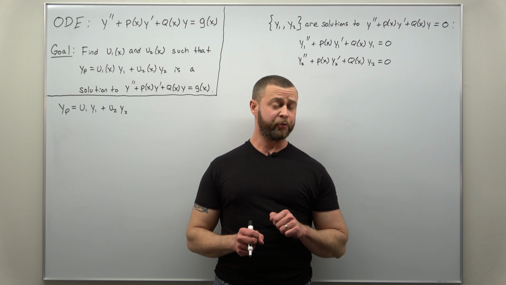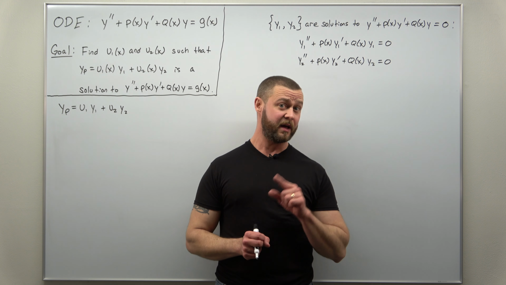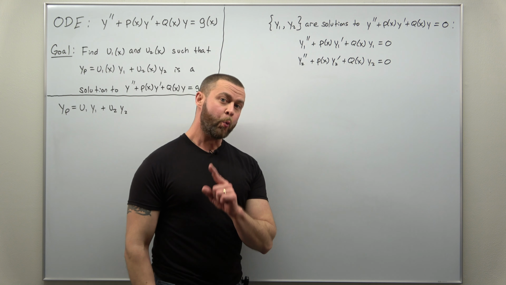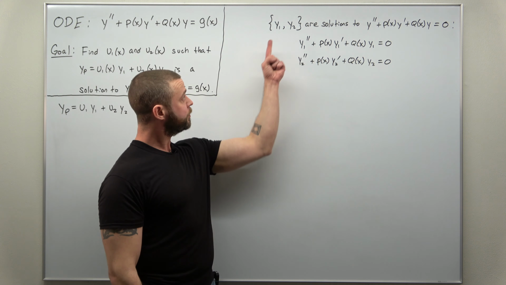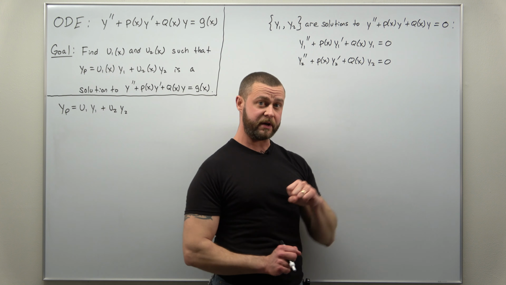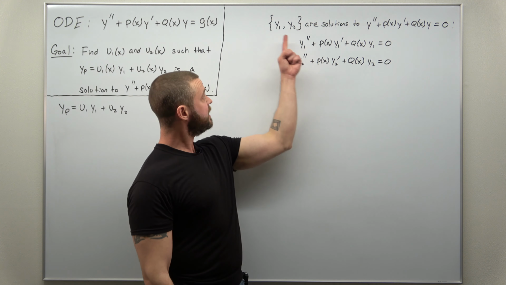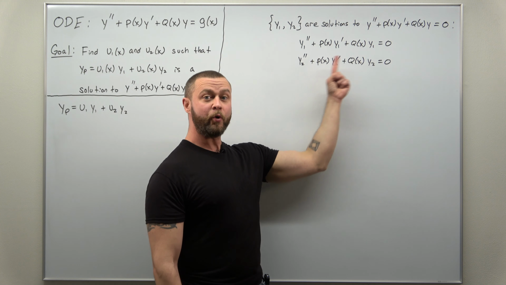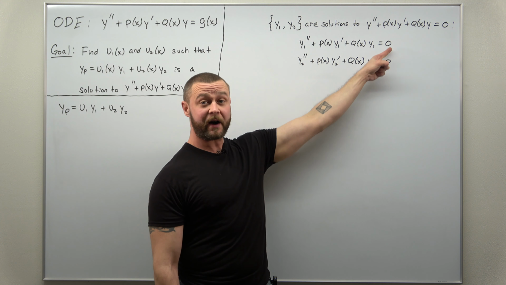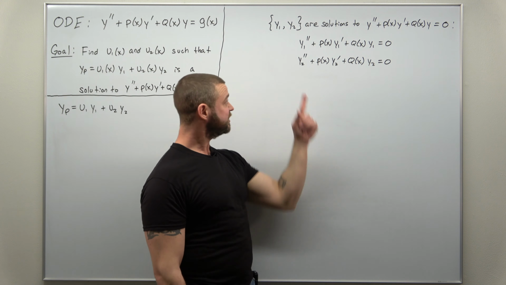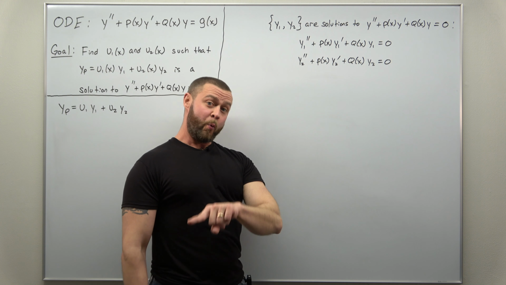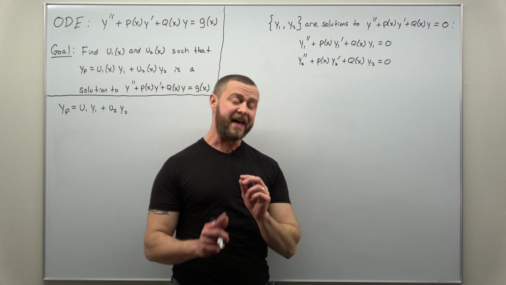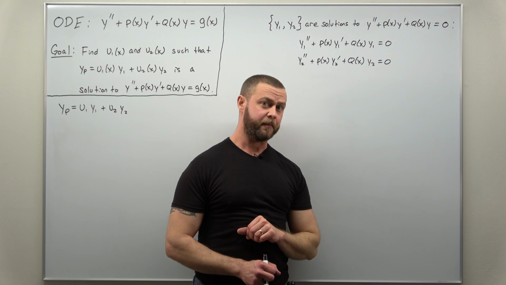To get started with the proof of where the formulas for u1 and u2 of x come from, we need to understand two things. First, we're assuming y1 and y2 are solutions to the homogeneous ODE. And what that means is if we take individually y1 and y2, plug them into your differential equation, both y1 and y2 satisfy the differential equation, in which case this combination of y1, y2, and their derivatives both come out to 0. We're going to need that at some point in our proof.